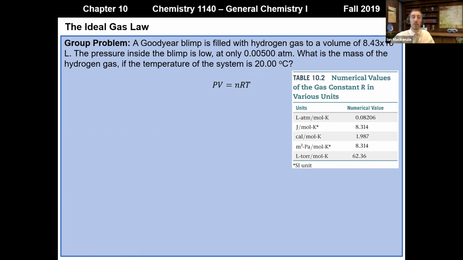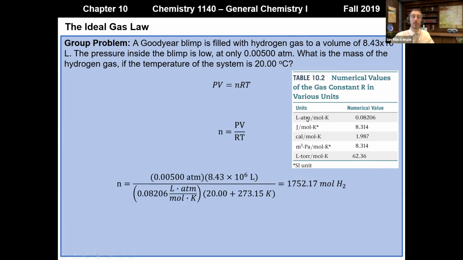So here, when I'm choosing a value for R, I'm going to want to pay attention to the units of pressure. So pressure is in atmospheres here. So I will choose this top case, the 0.08206 liter atmospheres per mole Kelvin for R. So if I rearrange to solve for n and then substitute these values in, I substitute in my pressure, volume, my R value, and I convert my temperature to Kelvin and substitute that in. This way, the Kelvin will cancel, the atmospheres will cancel, the liters will cancel, and I'll be left only with moles.